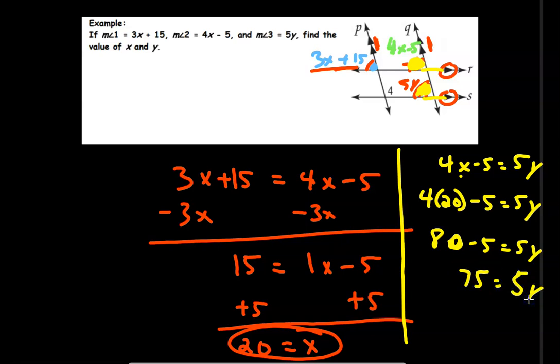And if I divide by 5, 75 divided by 5 is, I don't want to say it's 15. So y is 15. So I know x is 20 and y is 15. And anyway, that's how we can solve with variables. We can use what we know about the angles to create equations to solve it. I'm going to give you a new one.